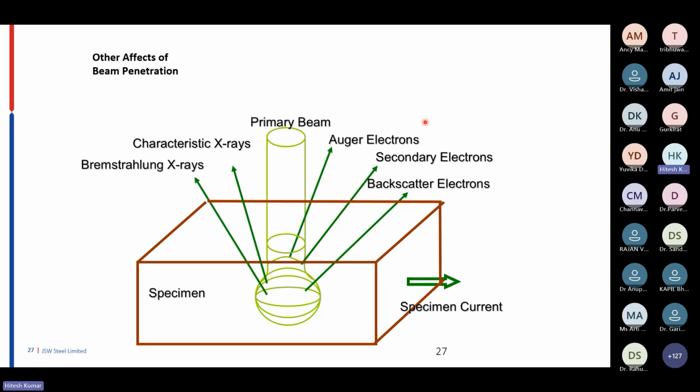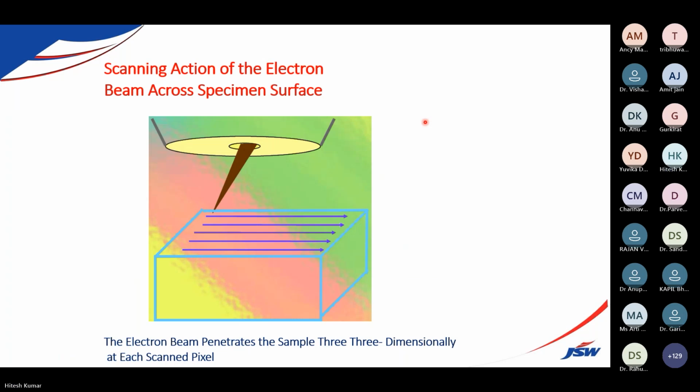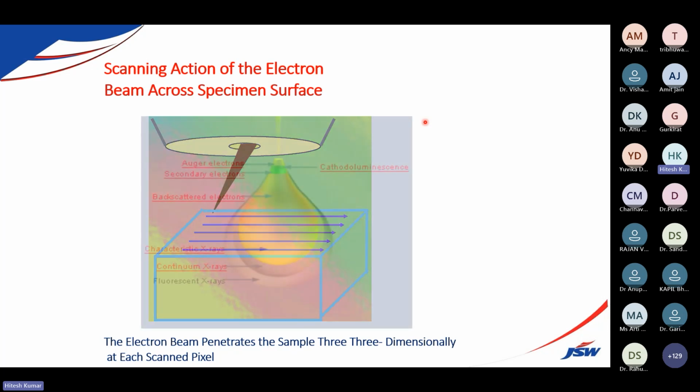As well as there are Bremsstrahlung X-rays. This is basically used for radiology applications, so this one we need to take care of. And there is cathodoluminescence light there. So these are the basic information we get when an electron beam is bombarded on your sample. The scanning action of the electron beam across the specimen surface will be like this.